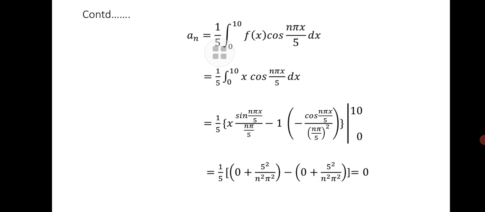Coming to the an values, that is 1 divided by 5 integral 0 to 10 f of x cos n pi x divided by 5 into dx. F of x is equal to x, using integration by parts or Bernoulli's rule over the interval 0 to 10. First function as it is, integration of the second is sin n pi x divided by 5 whole divided by n pi by 5, and the differentiation of x is 1. Again the integration of sin n pi x by 5 is minus cos n pi x divided by 5 divided by n pi by 5 whole square.